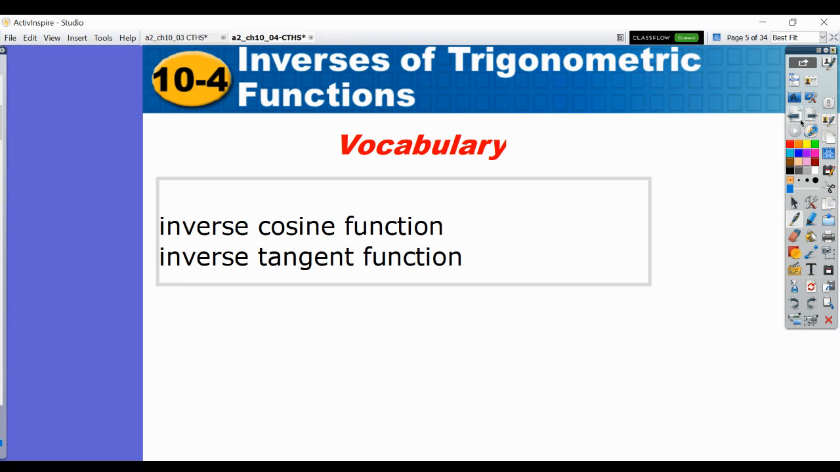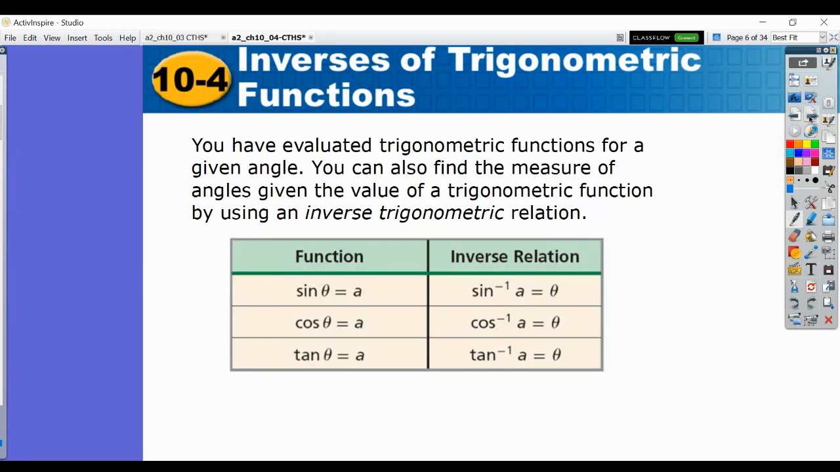Inverse sine, inverse cosine, inverse tangent. This is not the same thing as reciprocal that we did before. So the cosecant of theta is equal to 1 over the sine of theta. You can just take the sine and flip it over and you get cosecant. That's a reciprocal. Today, we're done with those for now. We're going to learn about inverses.